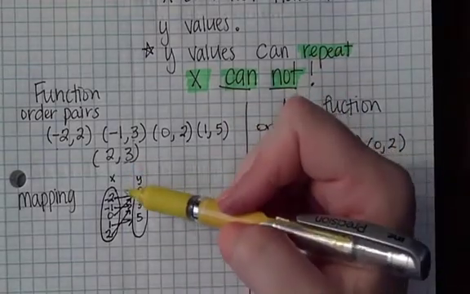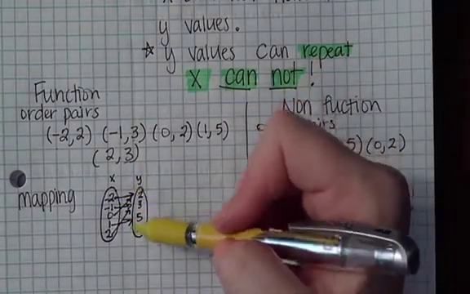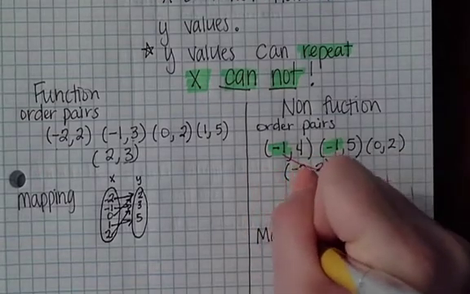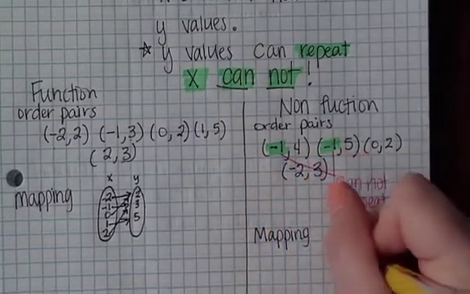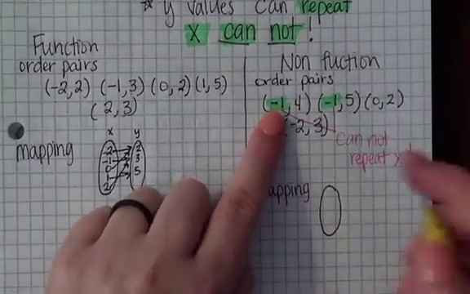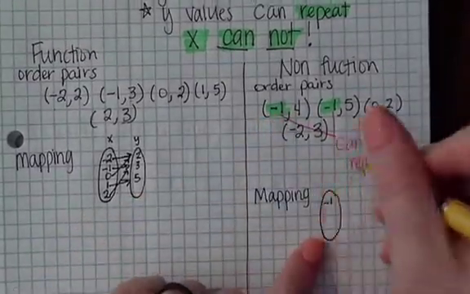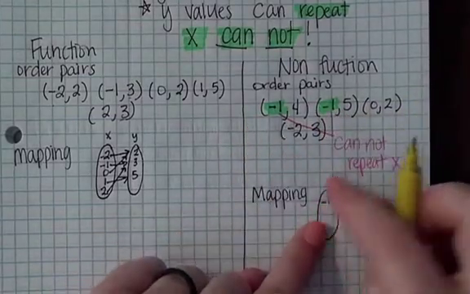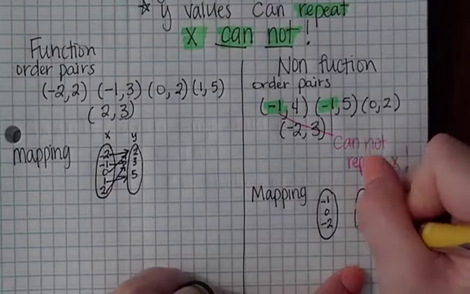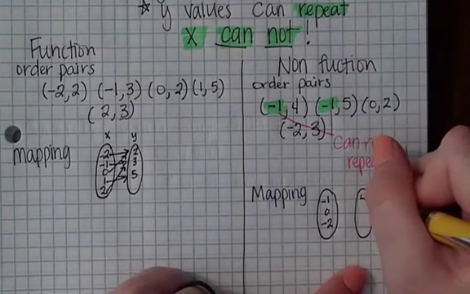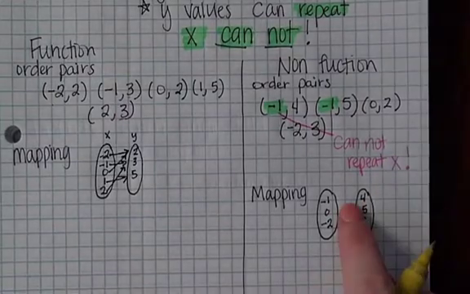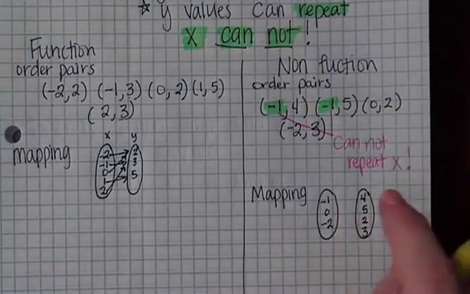So notice none of these arrows go to 2 different places. Watch the one for the non-example. We're going to use these values from up here. So I'm going to do -1, -1, I don't rewrite it, 0, and -2. Then I'm going to do 4, 5, 2, 3. And the order doesn't matter in mapping, just so you know.